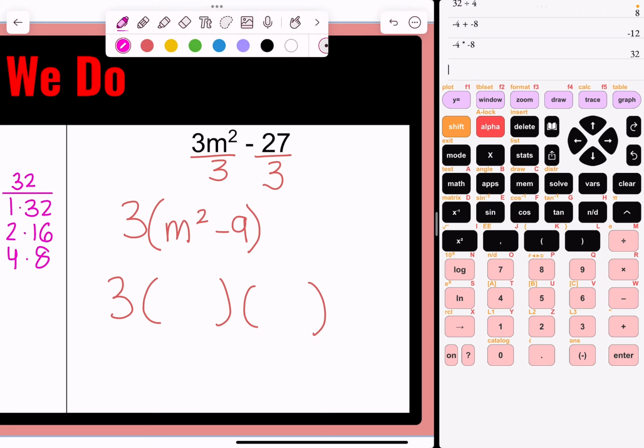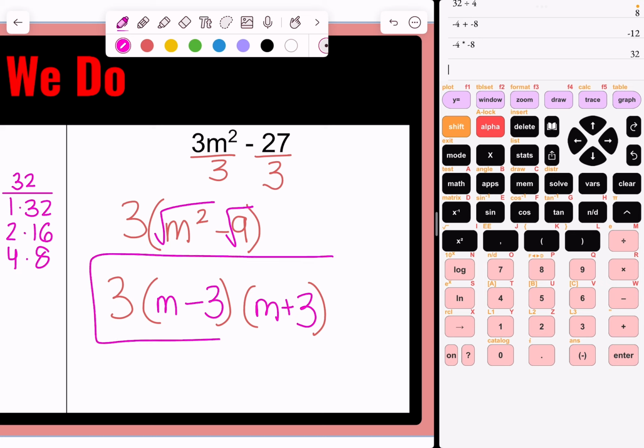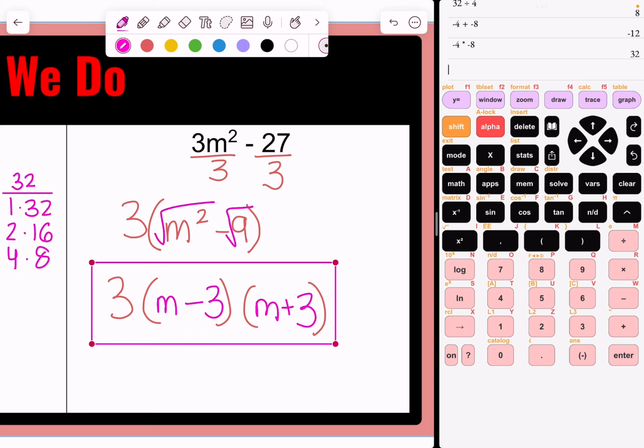To take the square root of m squared, you do the variable, the exponent, which is 2 divided by 2, just leaving us with m to the 1. And then the square root of 9 is 3. Only way to get a negative 9 is with a negative and a positive 3. And if you went through and multiplied, you would end up with the original answer.